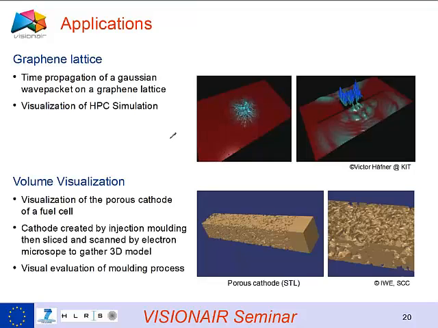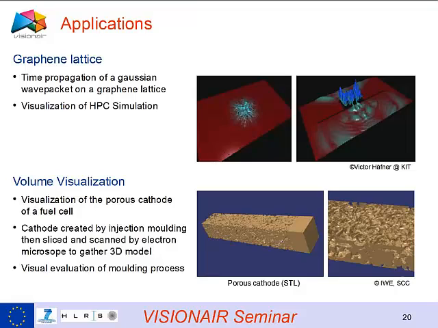So the next one is volume visualization. This is an interesting project, or has been an interesting project. Unfortunately, I didn't find the volume images, just the STL images. So what is this? This is a cathode of a fuel cell. The researchers are working on the improvement of the reactions inside the fuel cells. The cathode is created by injection molding, and one cathode is about 2 to 3 micrometers in length.